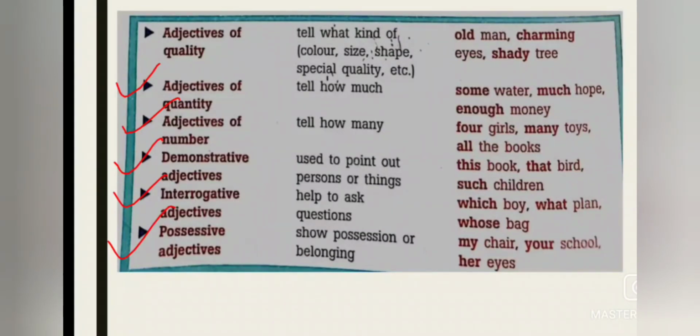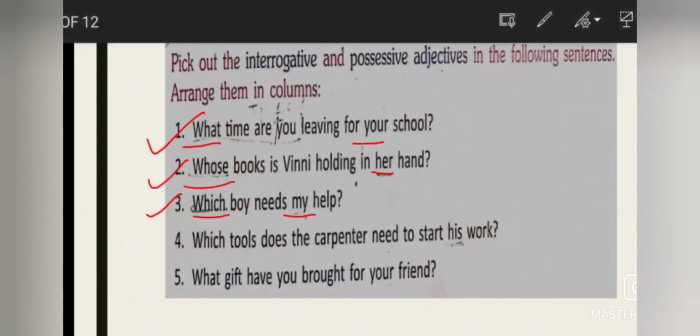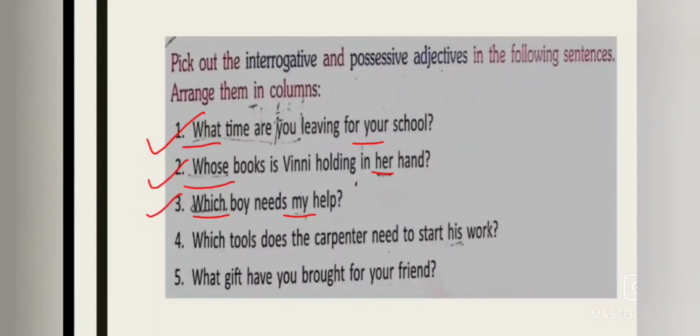Now we'll go for an exercise, okay? Pick out the interrogative and possessive adjectives in the following sentences. Number 1. What time are you leaving for your school? What is an interrogative adjective. Your is a possessive adjective. Number 2. Whose book is Winnie holding in her hand? Whose is an interrogative adjective. Her is a possessive adjective. Number 3. Which boy needs my help? Which is an interrogative adjective. My is a possessive adjective.